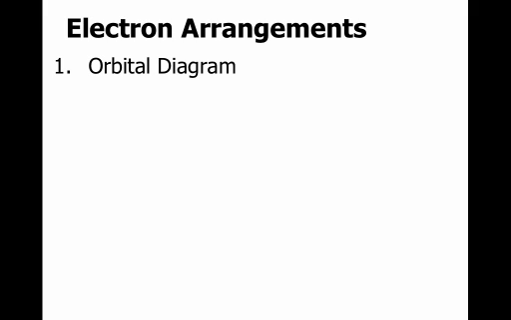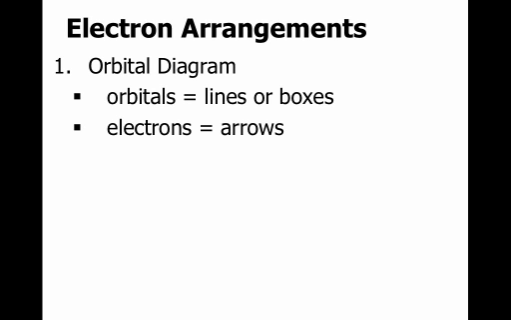So there are 4 different ways to represent where the electrons are in an atom. We're going to go through each one, so you can skip around if you need to. The first one is called the orbital diagram. What the orbital diagram does is it shows us which orbitals the electrons would be found in.